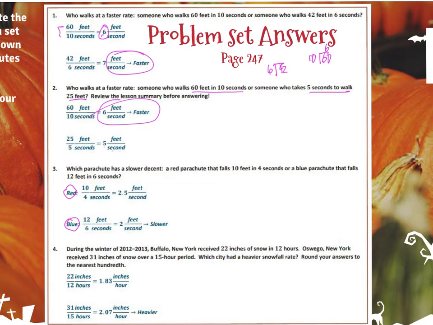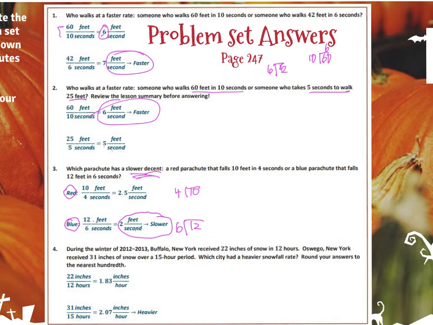Okay. So when I do my division, I've got my 10 and I'm dividing by my 4. This one I have my 12 and I'm dividing by my 6. This is the numerator divided by the denominator. And I get 2.5 feet per second, and this is 2 feet per second. So this is a slower, not by much, but a slower rate, because they said which has the slower descent. Sometimes I have to do all my math and then go back and reread the question to figure out what they asked me to do.